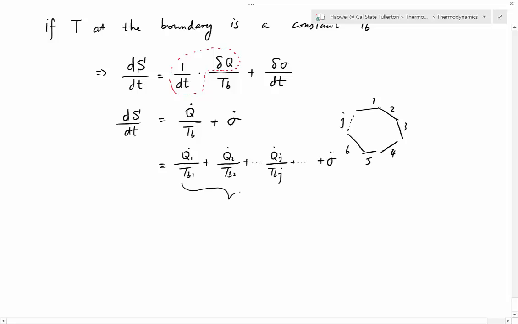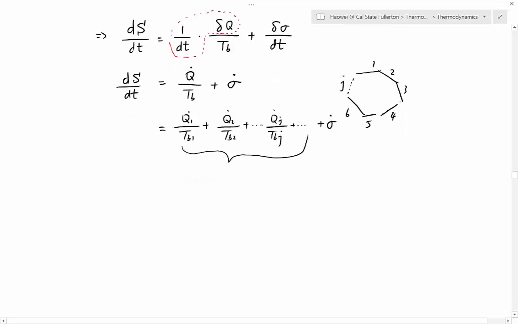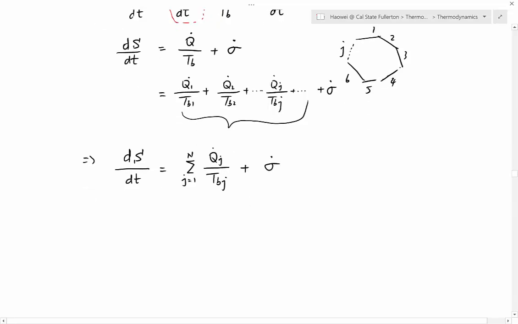So now we can combine everything here into a sum. The left-hand side, dS over dt, equals the first term on the right-hand side, which becomes the sum of Q dot j over TBj. J means the number of the surface. J starts from 1 and ends at n. N means the total number of surfaces you have in the system. The second term on the right-hand side is sigma dot. Sigma dot has a name. It's called the entropy production rate.